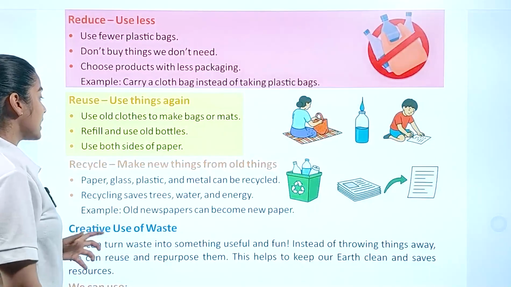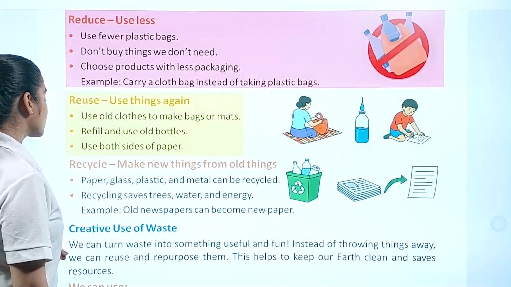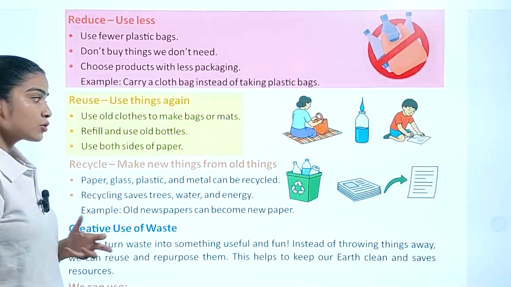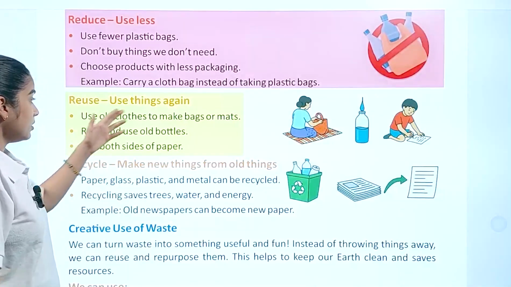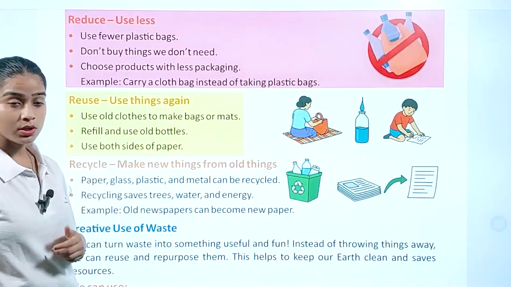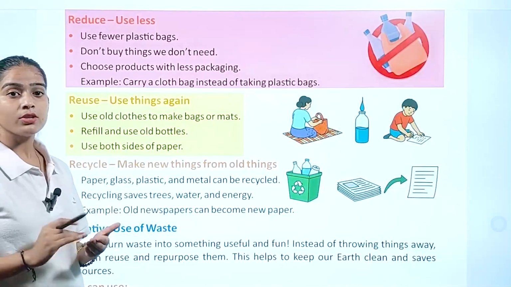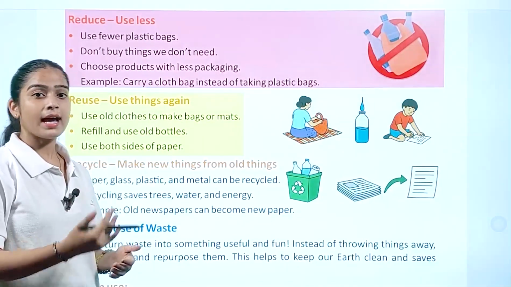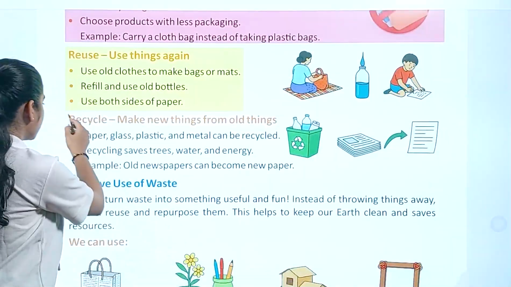Reuse. Use things again. Use old clothes to make bags or mats. Refill and use old bottles. Use both sides of paper. So what can you do? Now you can reuse things. How? You can make mats or bags from old clothes, you can refill and use the plastic bottle, and you can use the paper on both sides, front and back, as well. Further, you have recycle. How can you recycle these things?